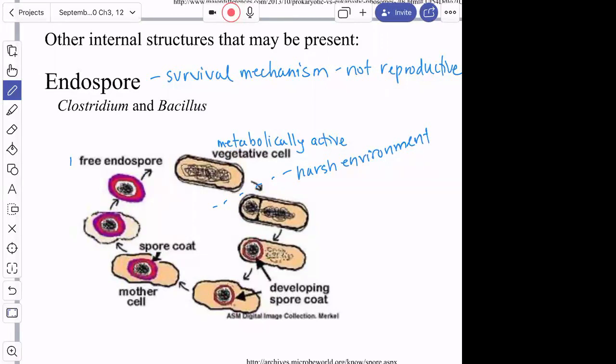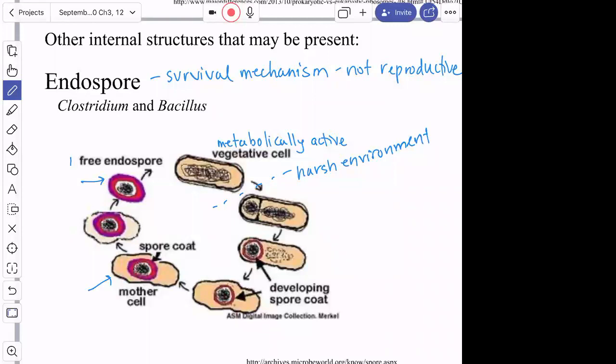So more and more we're moving to calling, we used to call this a free spore. More and more we refer to it as a free endospore. We used to call it endospore when it was still inside the vegetative cell. But if we call it an endospore, then it helps us differentiate spore formation in bacteria from that in fungi.